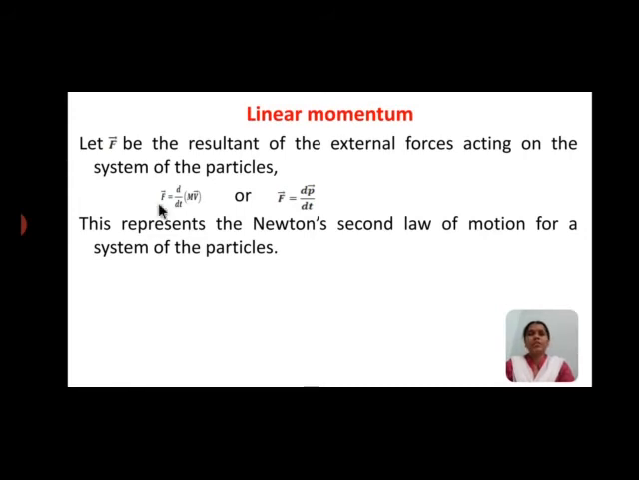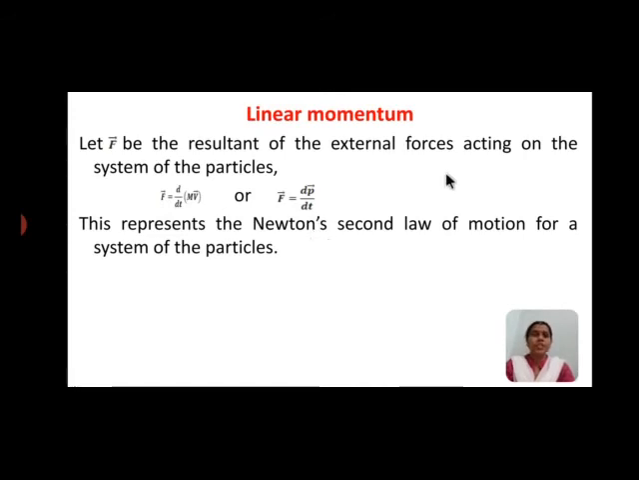Okay. Now let us consider F to be the resultant of an external force acting on the system of particles. It is the external force which is acting on the system. So, how will we write it now? F is equal to d by dt of m into v, and mv is nothing but momentum, that is p. The product of mass and velocity gives momentum. Therefore, F is equal to dp by dt. This represents Newton's second law of motion for the system of particles.